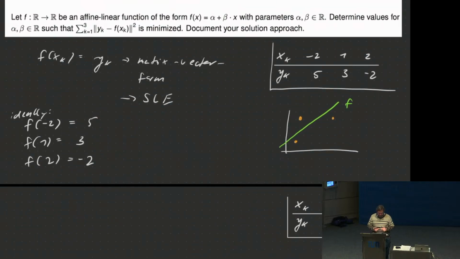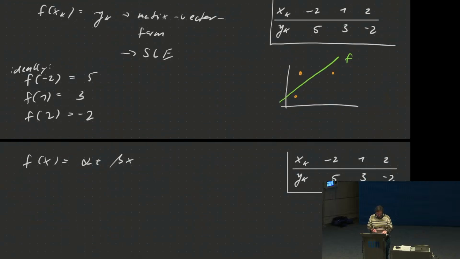Right? Now we can express that f of something in matrix vector form. Remember, f of x is defined to be alpha plus beta x. So you can express that as a matrix times a vector alpha beta. That alpha is independent of x, so it doesn't matter which x you're using. So you always have 1 here. And the beta x part depends on the x.